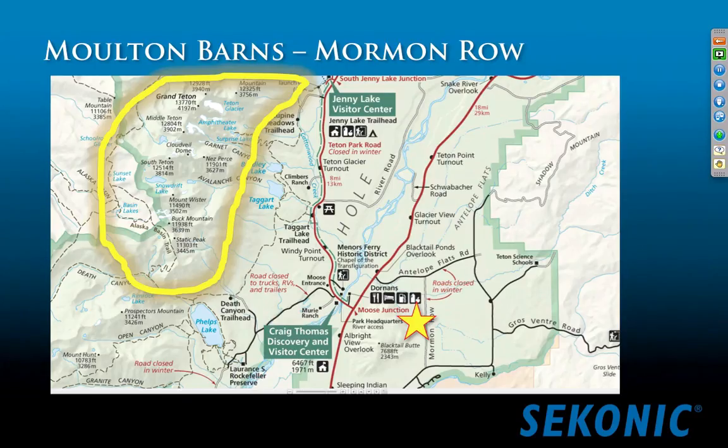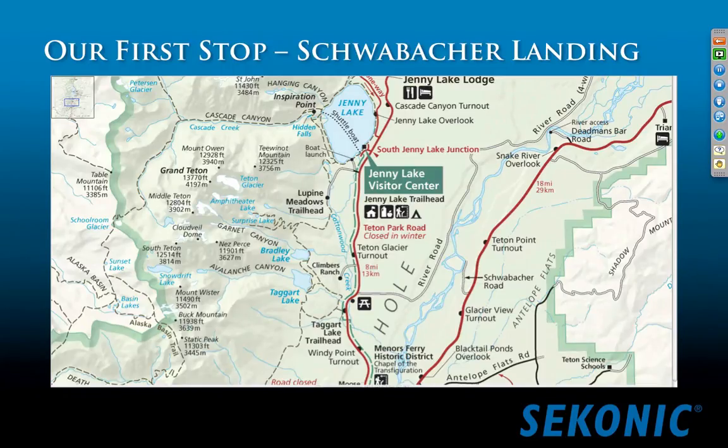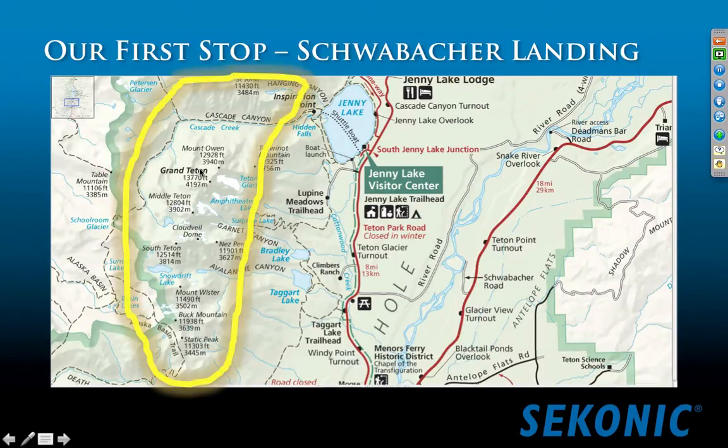Let's see, where are we headed next? Okay, this is one of the most photographed spots in Grand Teton National Park. It's a little clearing, and there's a very rough dirt road that gets to it. It's called Schwabacher Landing. Again, here are the Grand Tetons. Here's Grand Teton, the tallest peak itself.